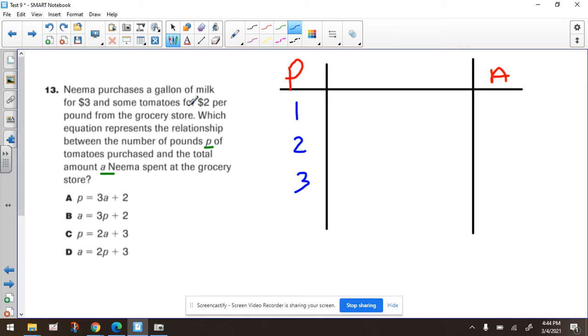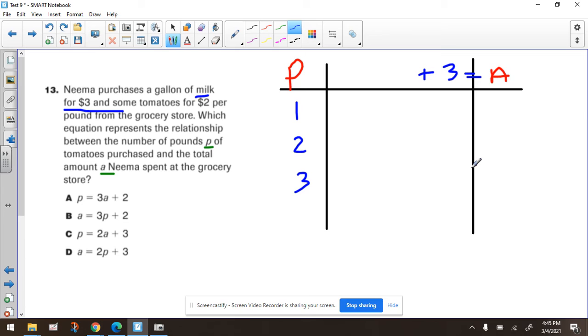So let's think about the information again in the problem. We know that if she buys 1 pound of tomatoes, that's going to be $2. But what if she buys 2 pounds of tomatoes? Wouldn't we have to multiply 2 times 2, which would be 4, and then we would have to add in the milk because the milk is an additional thing that's being purchased? And if she buys 3 pounds of tomatoes, wouldn't we be multiplying 3 times 2 and then adding in the 6 to get the total amount?